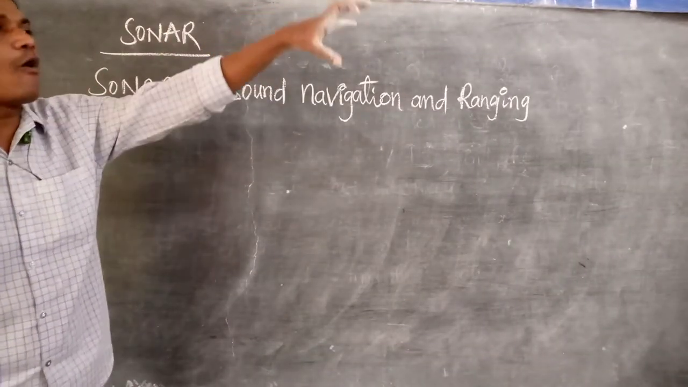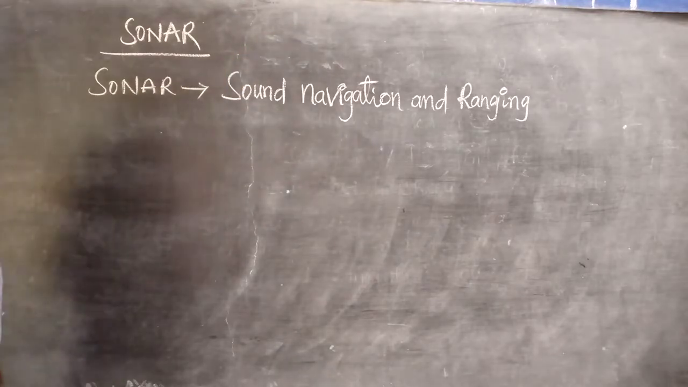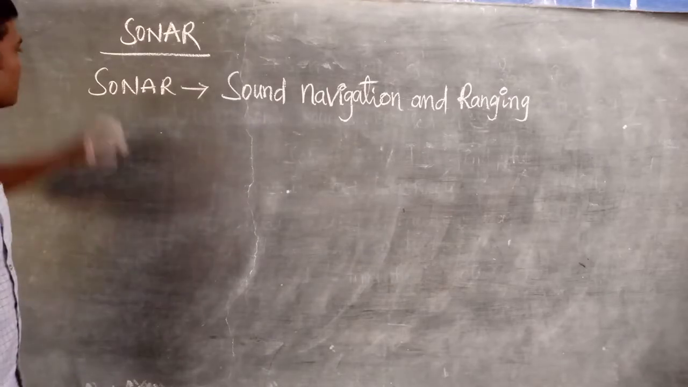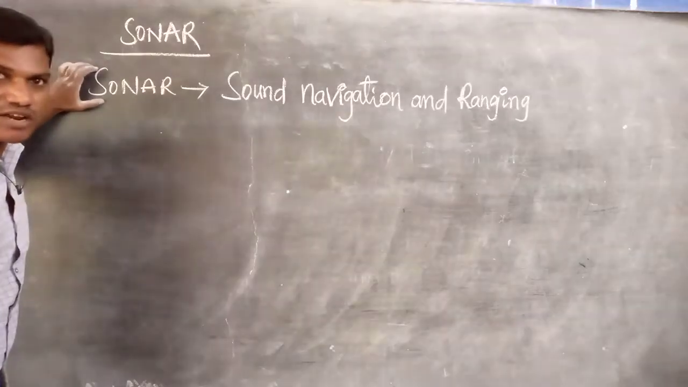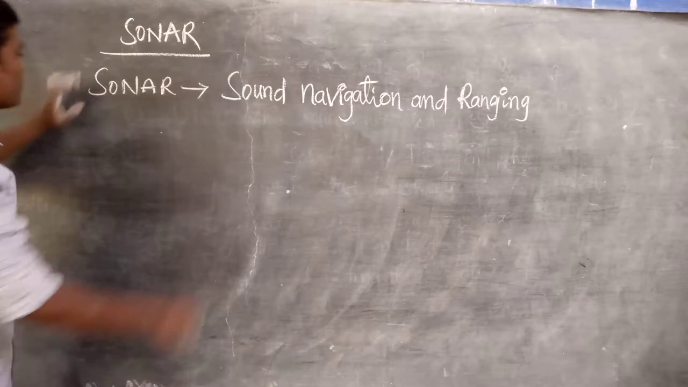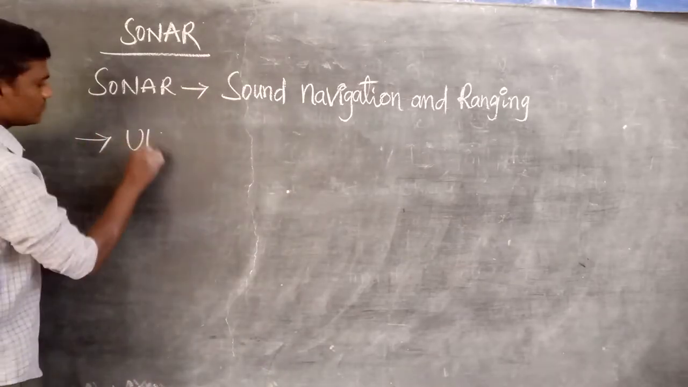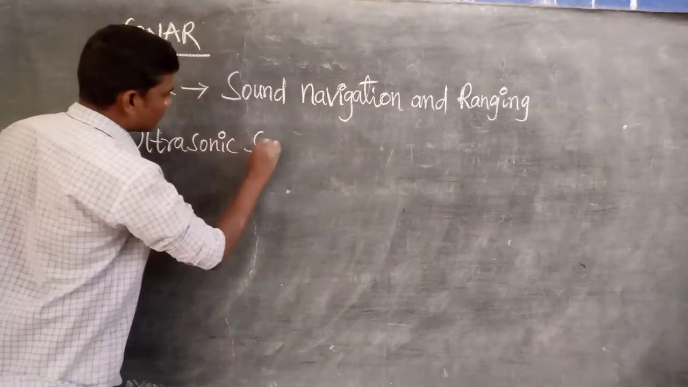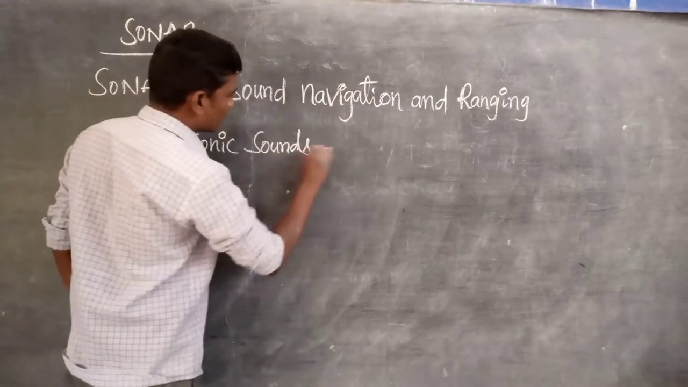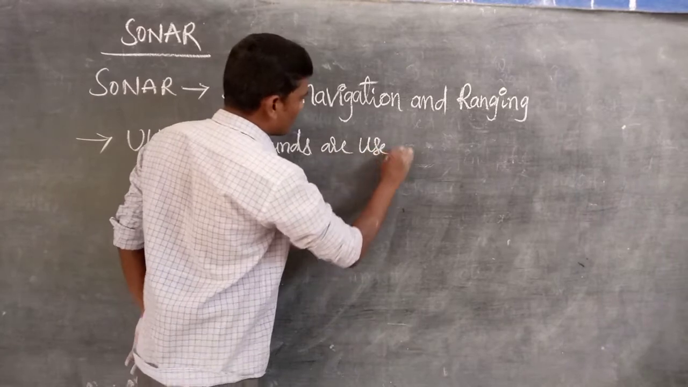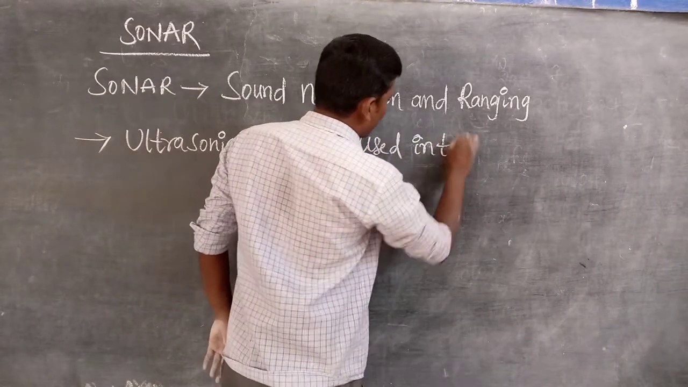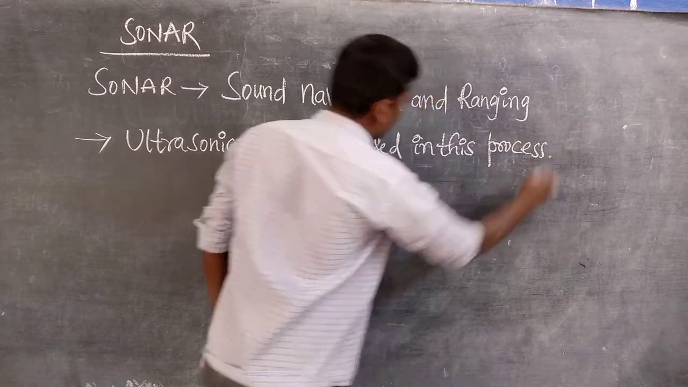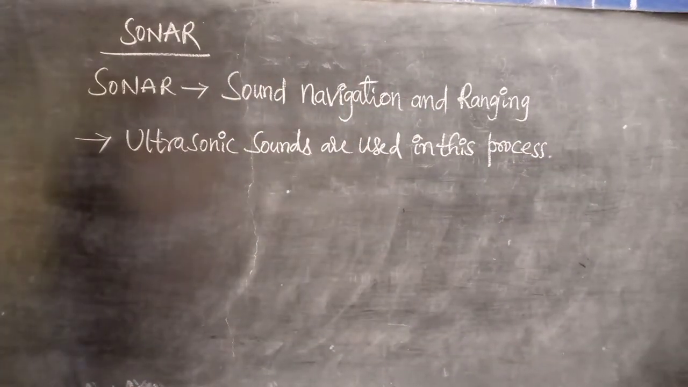Range is nothing but how much distance there is from the ship or aeroplane; they can find that out. So in the sonar process, which sounds are used? Ultrasonic sounds are used in this process. So what are the uses of sonar?